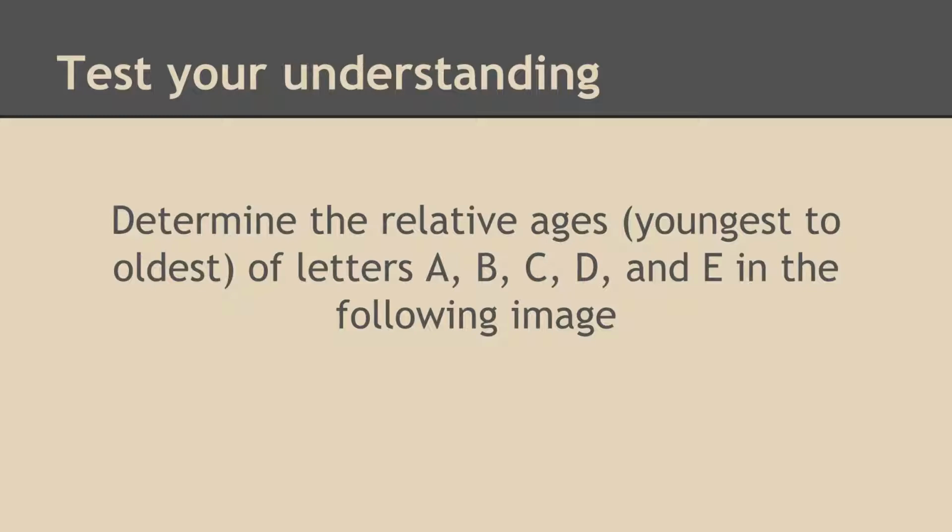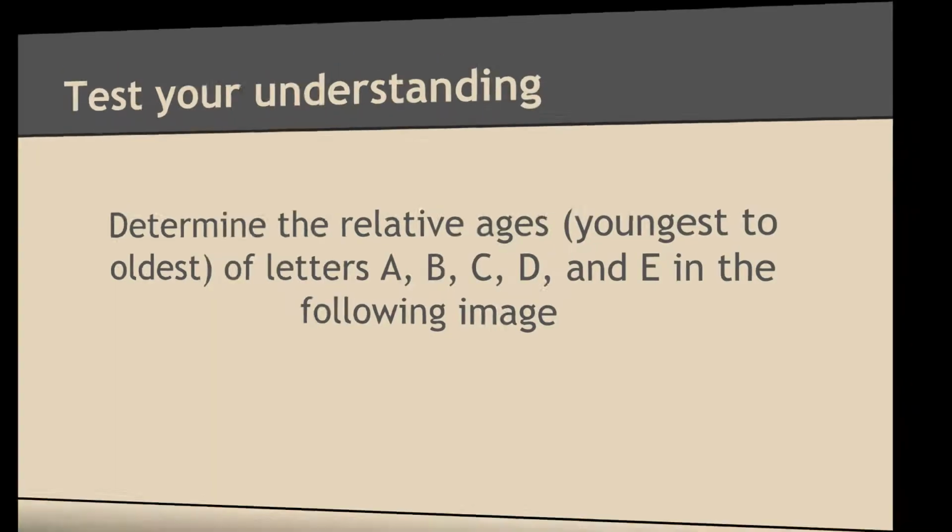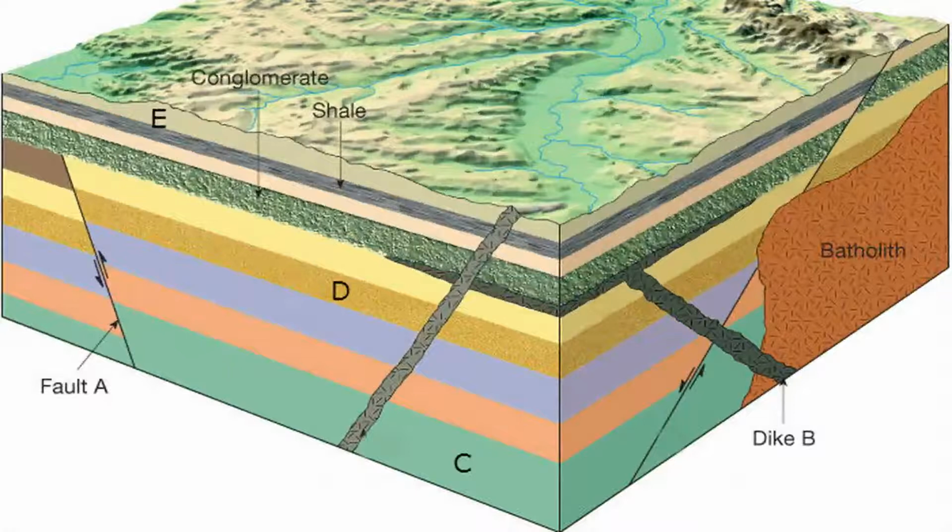Okay, so if you'd like to test your understanding, we're going to go over this in class. But basically your goal in this task is to determine the relative ages from youngest to oldest of letters A, B, C, D, and E in the following image. So this image right here. Can you apply these laws to this image and figure out, of A through E, which is oldest and which is youngest, and put them right in order? So I'll let you do that and we'll discuss it in class.